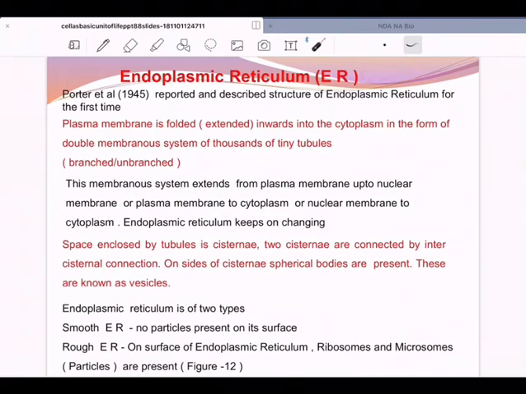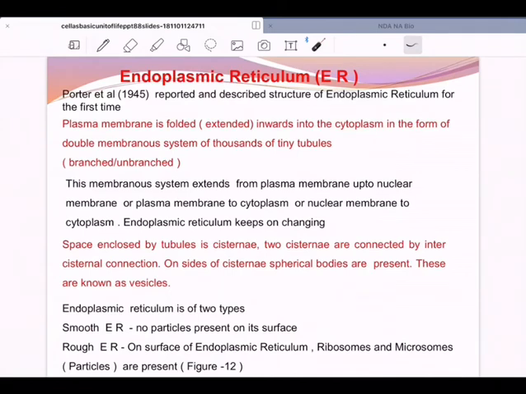Now we go to the third one, that's endoplasmic reticulum. It's called ER. And thanks to this gentleman, Porter and others, in 1945, the structure of endoplasmic reticulum was reported and described for the first time. The plasma membrane is folded and extended inwards into the cytoplasm in the form of a double membranous system of thousands of tiny tubules. They may be branched or unbranched. This membranous system extends from the plasma membrane up to the nuclear membrane. Like this is the cell and this is the nucleus, so the plasma membrane is getting extended towards the nuclear membrane.